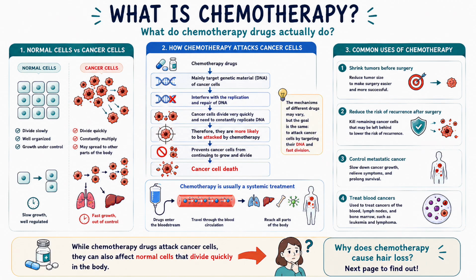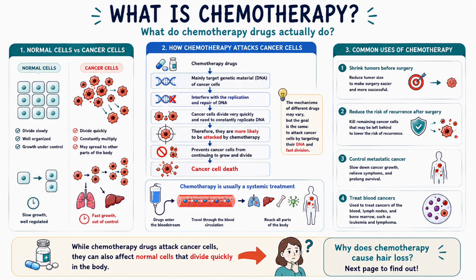So when is chemotherapy used? Many people assume chemotherapy is only used for middle and late stage cancer, but that's not actually true. Chemotherapy can be used at several different stages of treatment. Firstly, it can be given before surgery. This is known as neoadjuvant chemotherapy. The goal is to shrink the tumor before surgery, to make it easier and safer to remove.